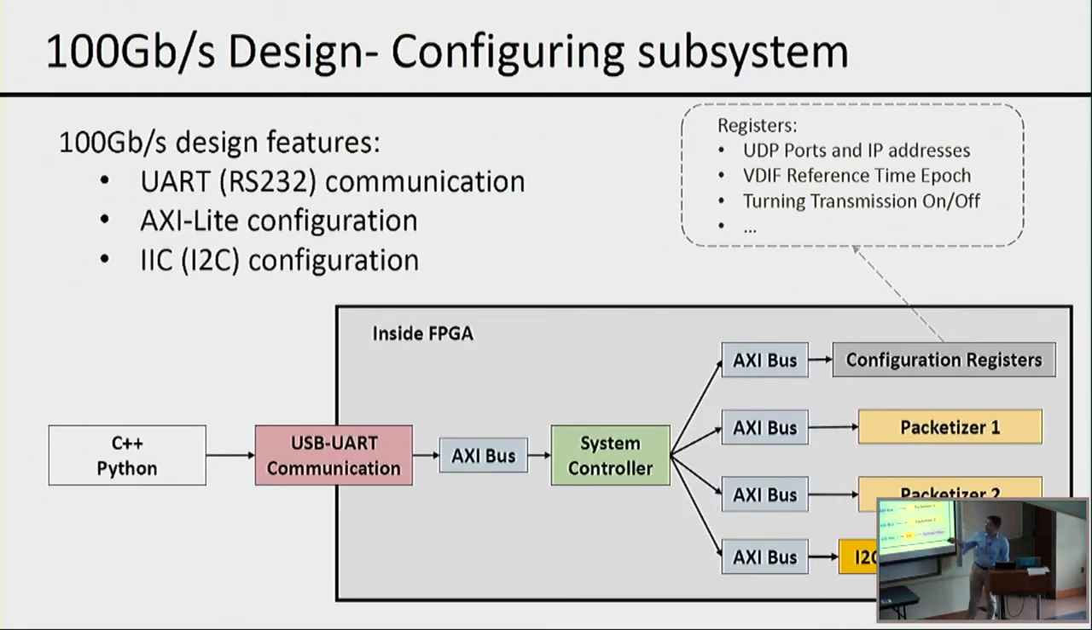In our design, blocks in the system talk to each other through the AXI bus. There's also a system controller, and you can talk to the system controller using your C++ or Python code through a UART communication. This system controller will configure registers, talk to each packetizer, and also activate or deactivate optical fibers. By configuration registers, I mean things like IPs, UDP IPs, time epochs, different registers that we need to have in our system, and even stopping or starting data transmission.